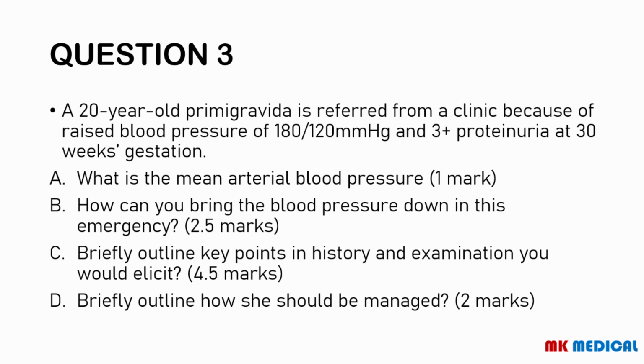Briefly outline how she should be managed. Oh, I skipped a question. Briefly outline key points in history and examination you would elicit. So on the history, check for severe headaches, visual disturbances, if there's any blurring of the vision, double vision, loss of vision. Check for epigastric pain, right upper quadrant pain. Ask for vomiting. Ask for a personal as well as a family history of hypertension. Ask if she's had any seizures.